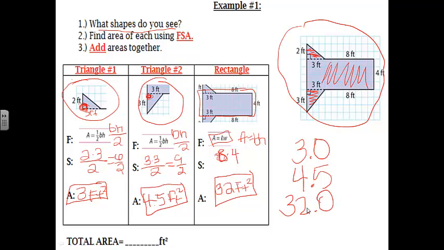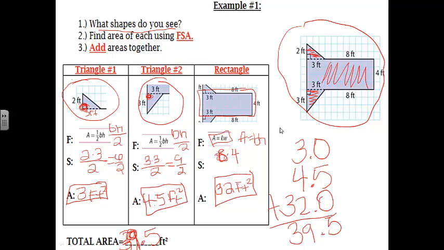So I'm going to give you a second to add these up. 3 plus 4.5 plus 32. Okay, bring my decimal down. 39.5, so my total area is 39.5, or 39 and 5/10, 39 and a half, same thing.